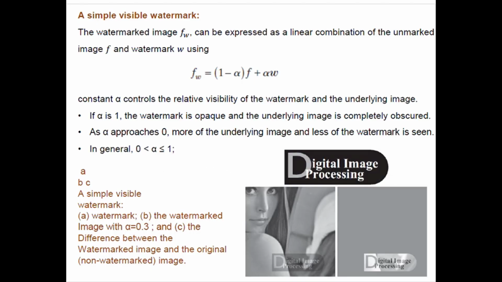If you see this example, the first image is the watermark and the second image is the image with the watermark, with alpha 0.3. The difference between the original image Lena and this watermarked image is this. Yes, the difference between the original image and the watermarked image is only the watermark. That is the reason we are getting only the watermark. So this is about the simple visible watermark.